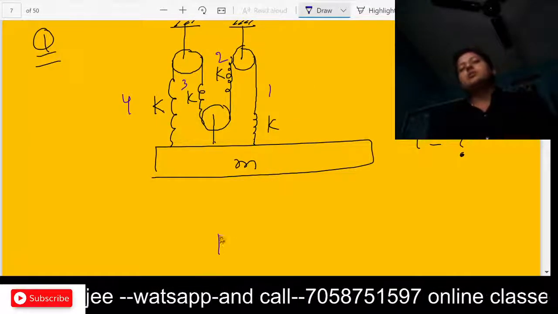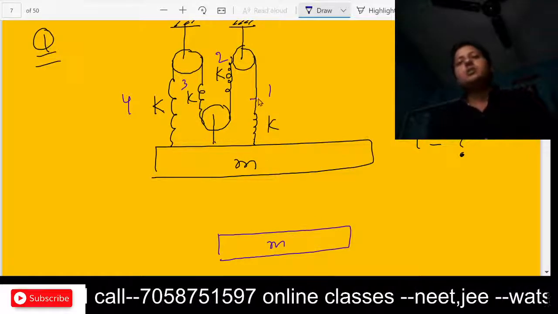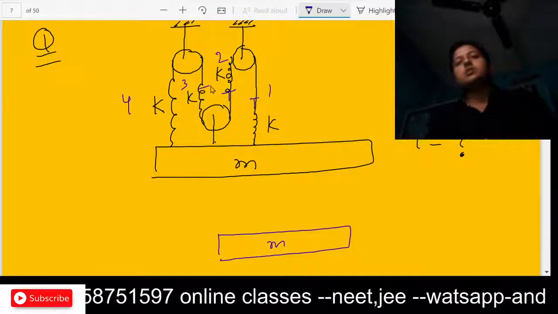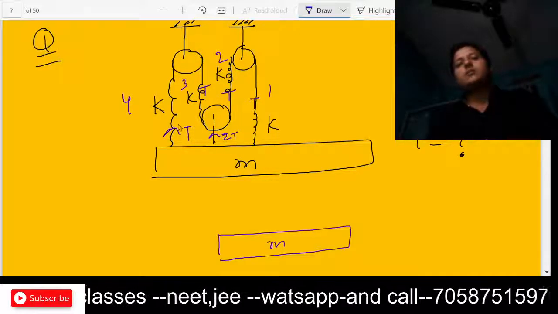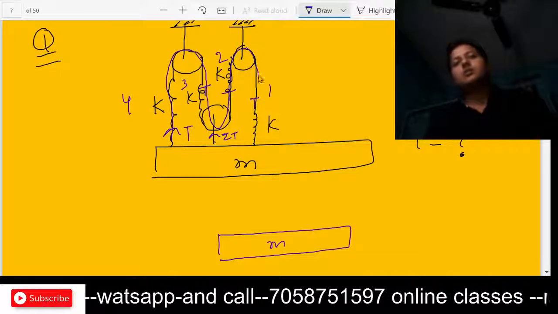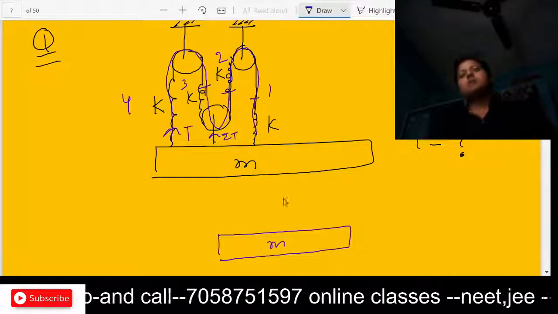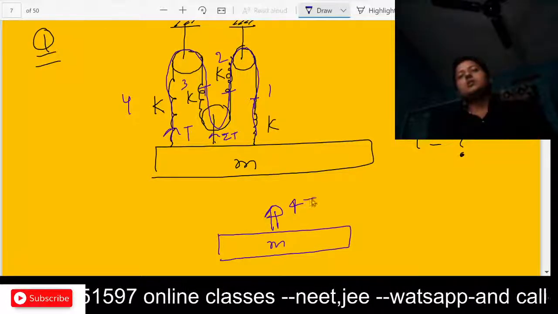Tension in the mass is what? Taking a BD, if here tension is T, here also tension T, here also T, here tension 2T, here tension T, because the same string is going over here. So tension in all the parts remains the same. The overall tension acting on the mass is 4T.